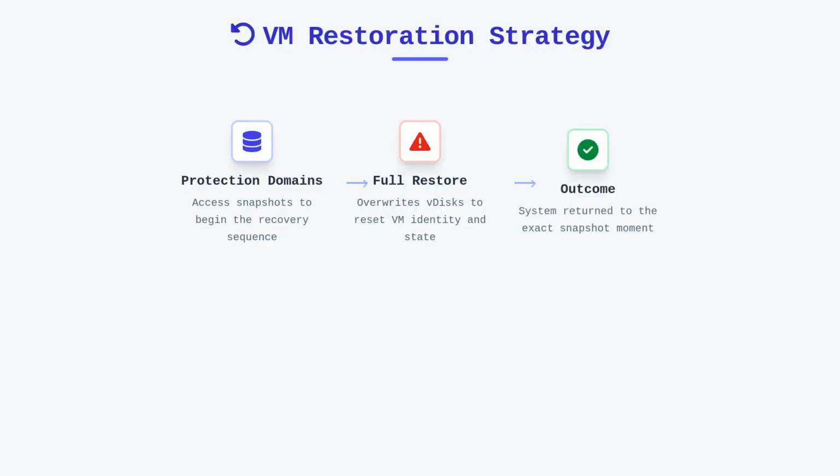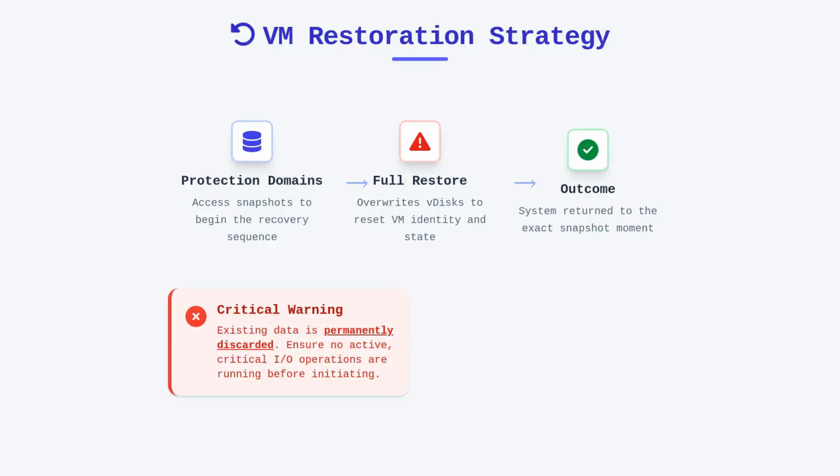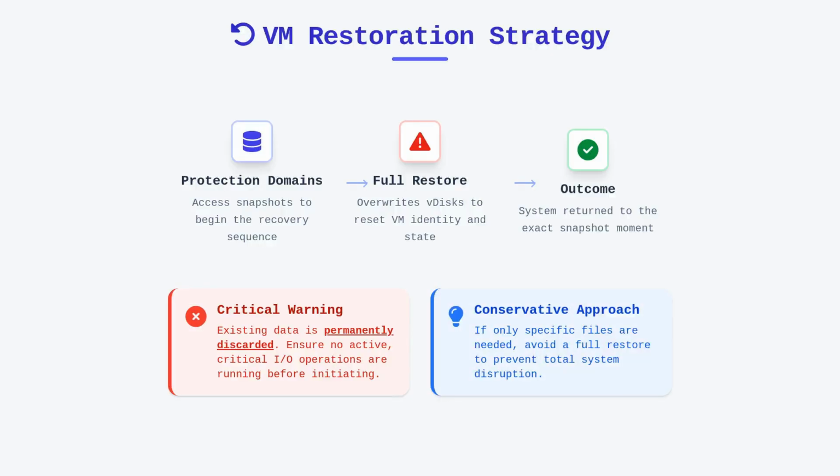Before initiating such a command within Prism, you must ensure that there are no active critical I/O operations that you cannot afford to lose, as the existing data will be permanently discarded during the restoration workflow. It is often safer to adopt a more conservative approach if the objective is simply to recover access to specific data files rather than the entire system image.